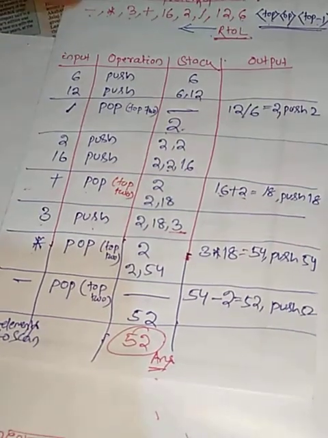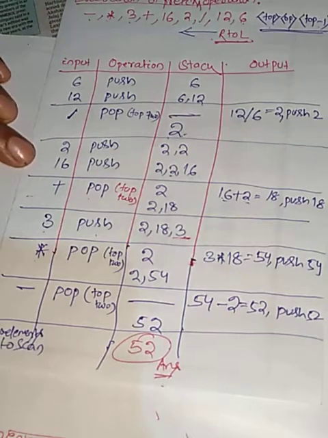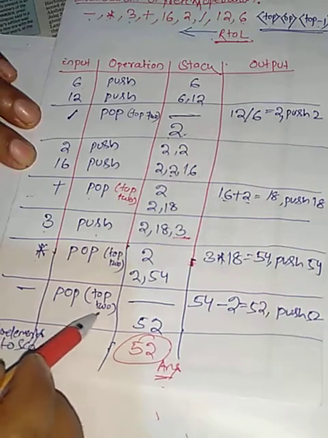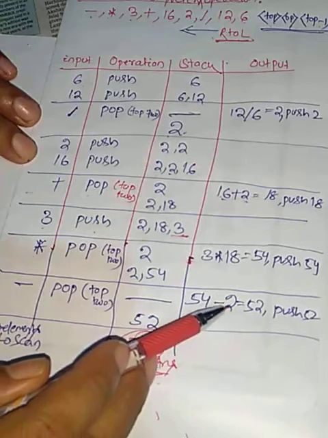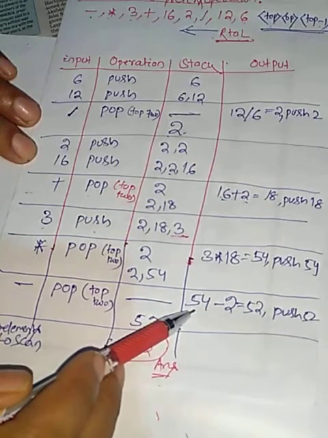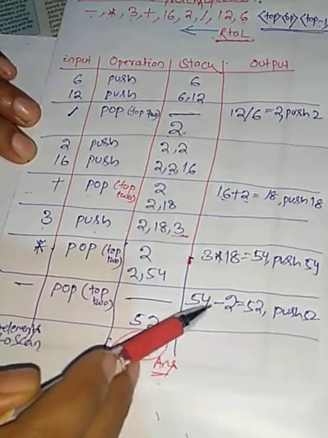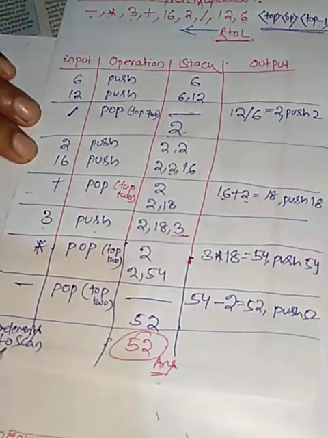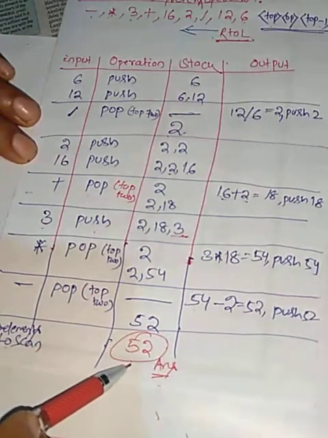Then we encounter the minus operator. So for the minus operator, we will perform the pop operation for 2 elements, we will pop them out, 54 and 2, we will operate top operator top minus 1, top is 54, top minus 1 is 2, the operator is minus, so 54 minus 2 equal to 52, and we will push the result onto the stack. There are no elements to scan, so we will stop here, and the result 52 is there on the stack.